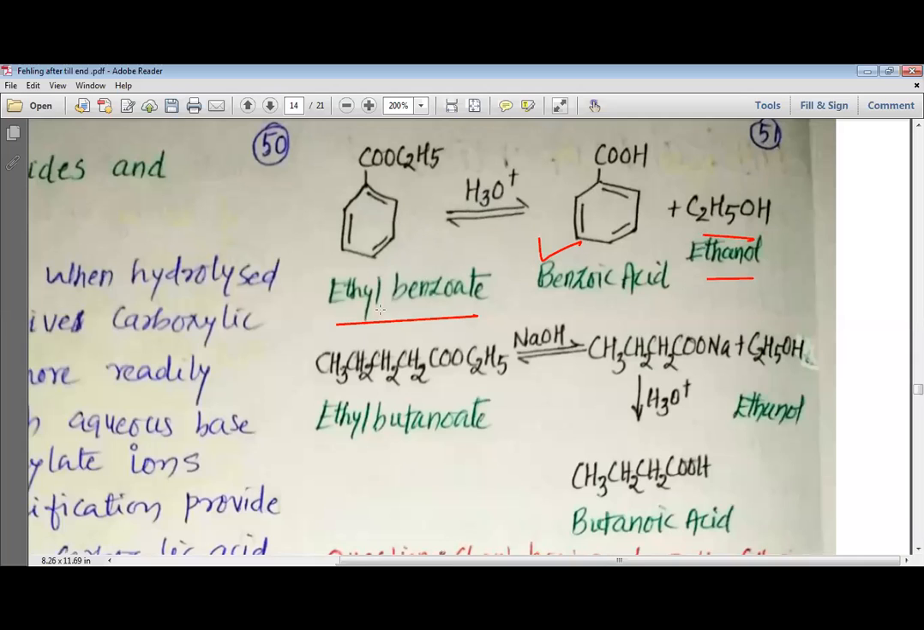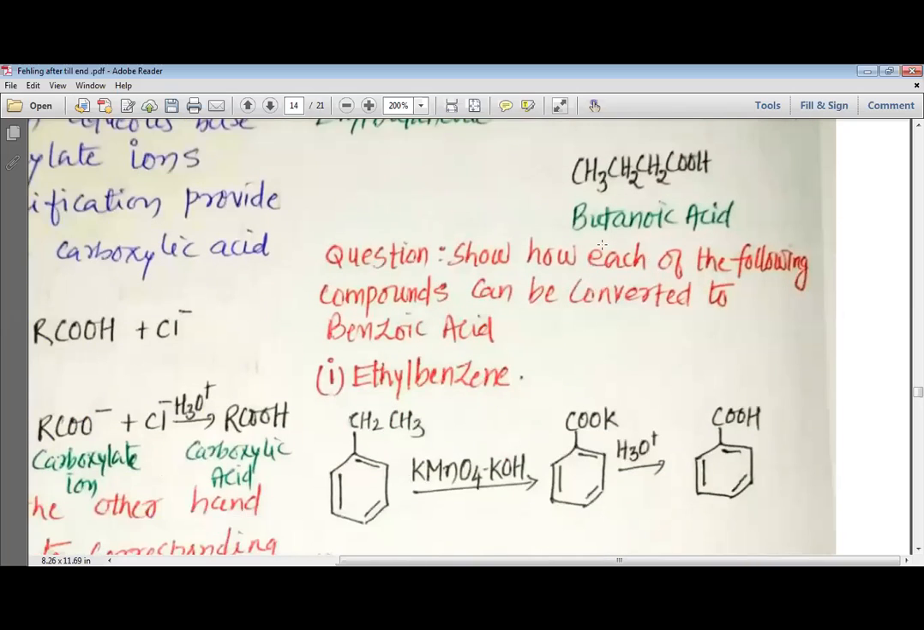So by the acid hydrolysis of ester, ester will give us the acid and alcohol. Please remember, my dear students, that on hydrolysis, the ester will give us acid plus alcohol. Same way, if you have ethyl butanoate, you can get butanoic acid and ethanol, my dear students. Same way, let us look at a few questions so that we can understand it well.